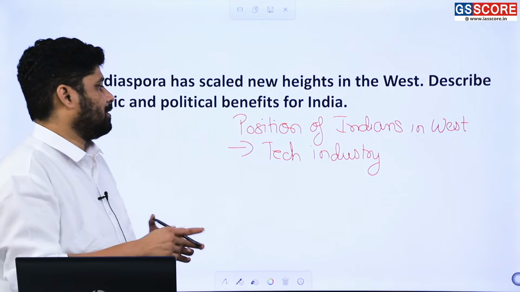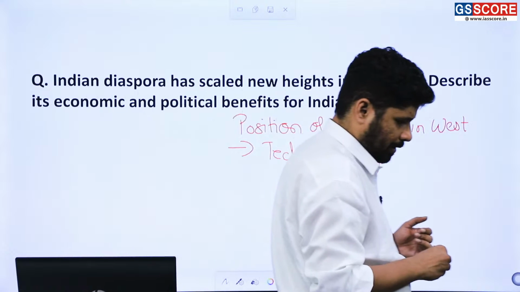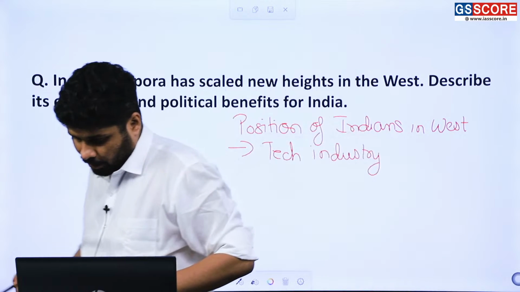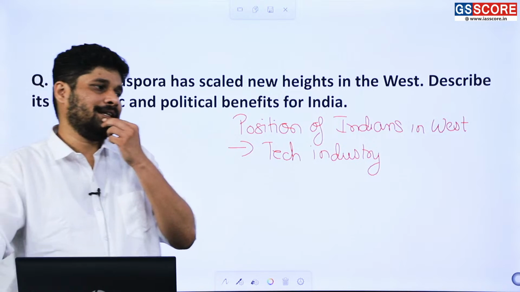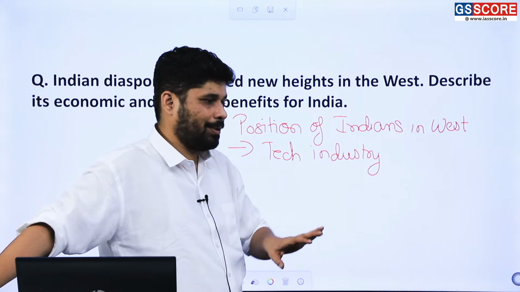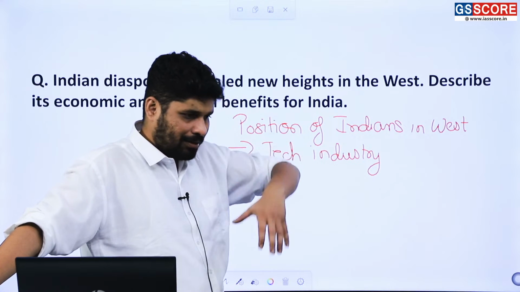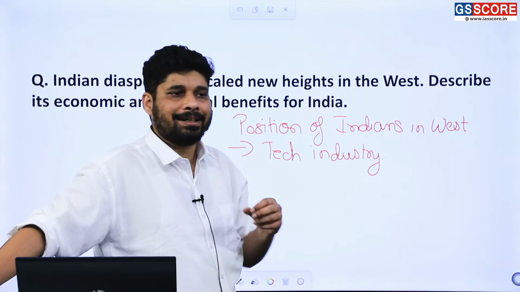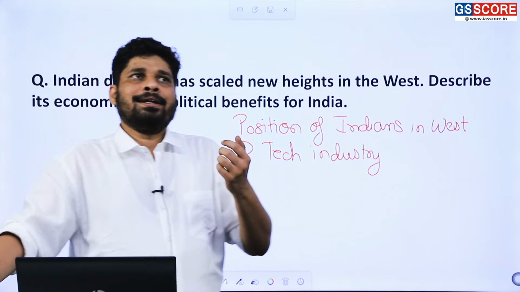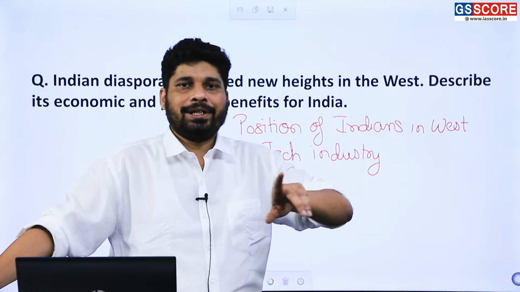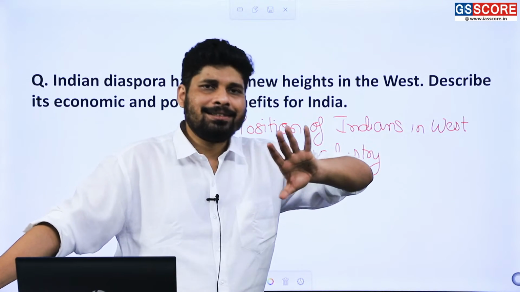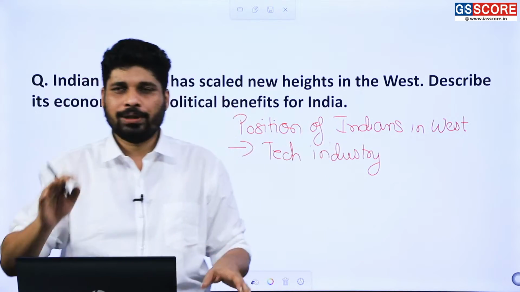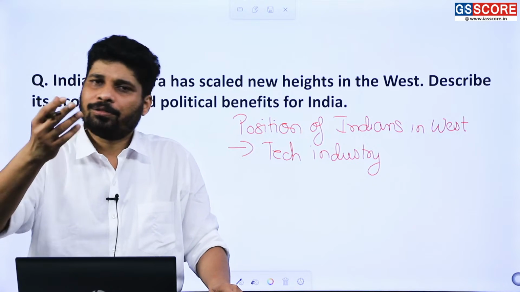Alright, तो position of Indians in the West, तो tech industry के बारे में मैं बता रहा था. With respect to tech industry, you can always mention how, due to the inclination of Indians towards technology, and because of their hard work, they are now in a way guiding the tech industry in the West. ठीक है, which has increased the influence of India or Indians in what we commonly call Silicon Valley, not only in Silicon Valley but also in other tech hubs. तो वो लिख देना.